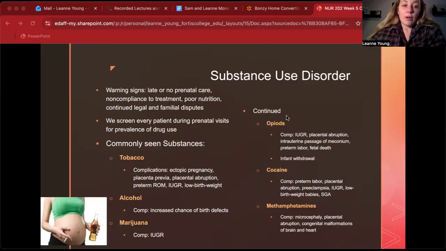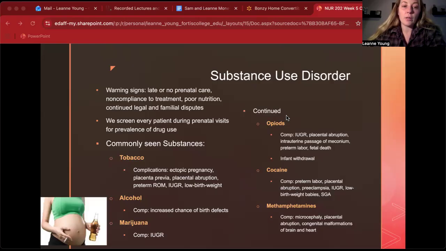Warning signs would be late or no prenatal care, if they're non-compliant to their treatment, if they have poor nutrition habits, if they're in continued legal and familial disputes, if they've previously had children and you ask them about custody and they're either aloof or the answers they give you aren't very straightforward, sometimes that can indicate that there's something going on with Child Protective Services. So we need to keep this in mind.